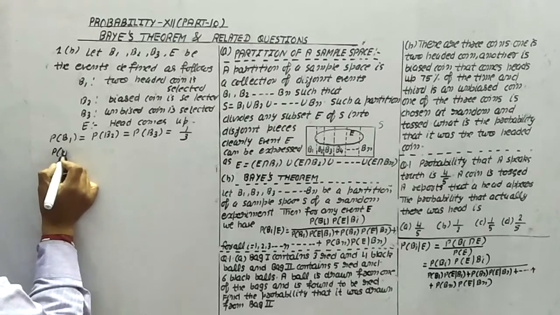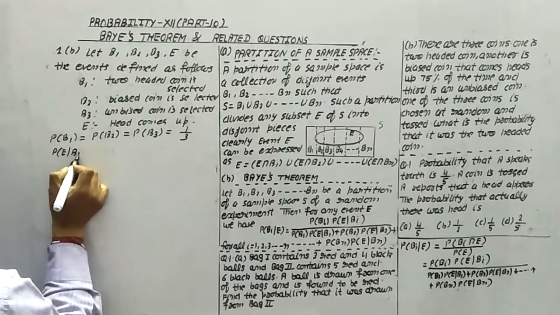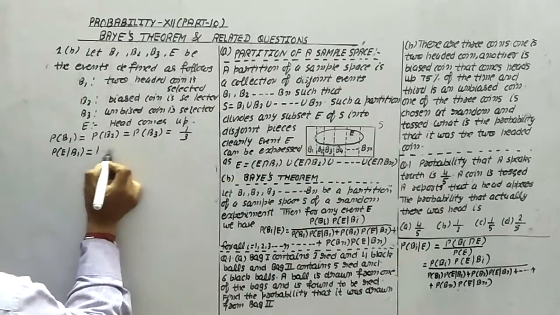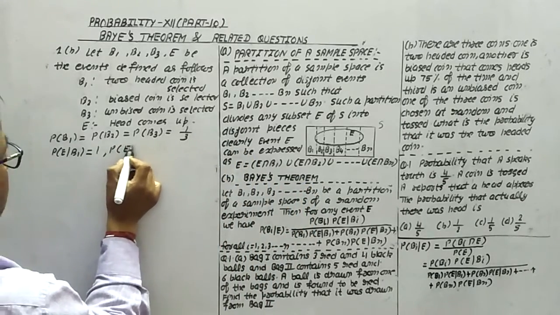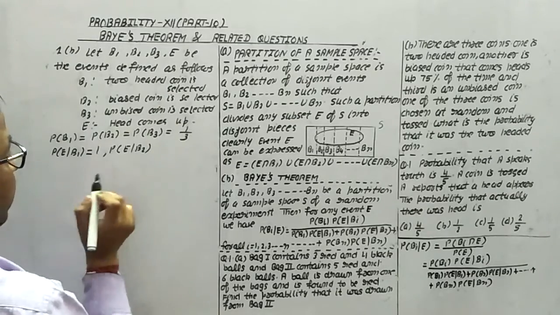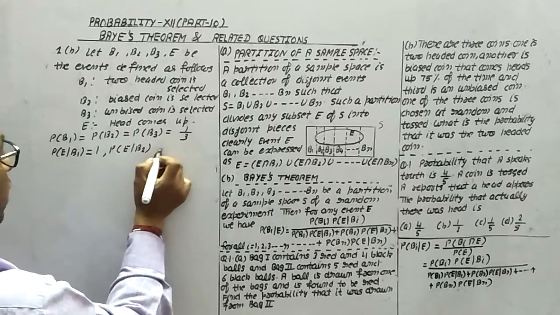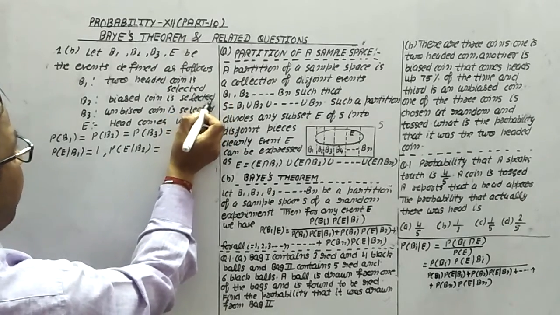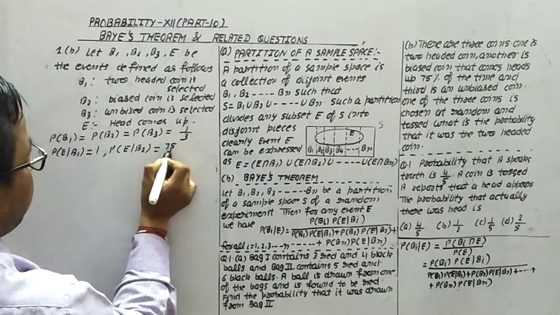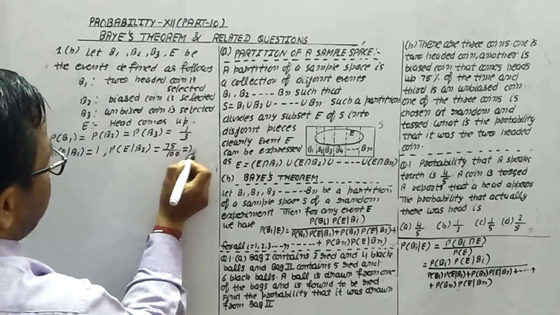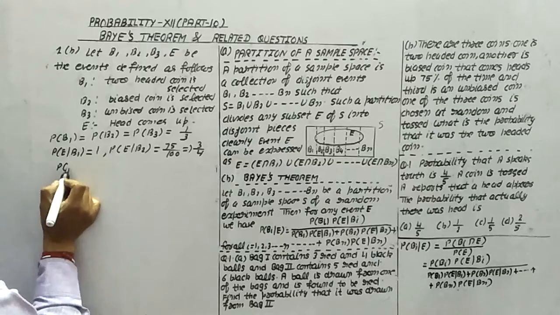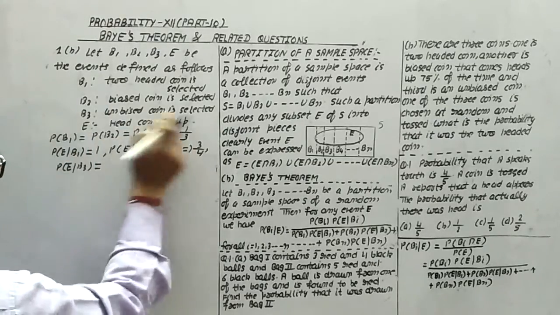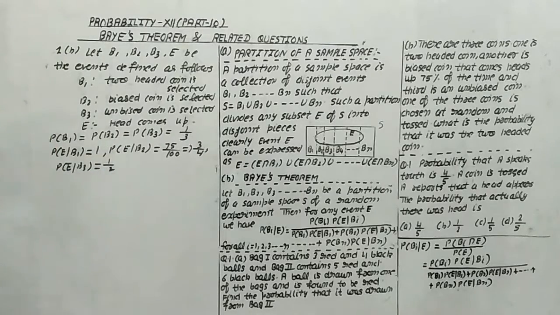Now the probability of E, the probability of heads, when it is from B1, it is already given that this is the two-headed coin, it means 1 only. Probability of E when it is selected from B2, it means the biased coin is there. This is the 75%. 75% means 75 upon 100, it means 3 upon 4. And the probability of E given B3, when this is the unbiased coin, it means this is half only.